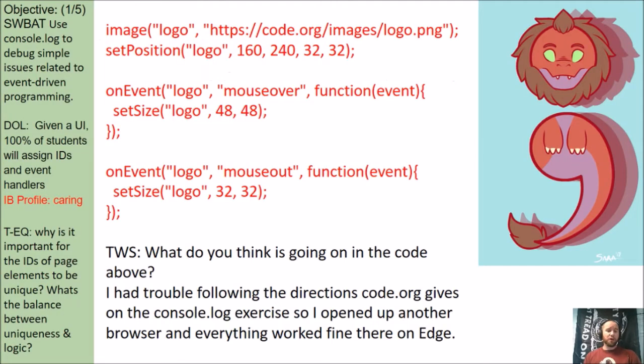So here's some sample code. I want you to tell me what you think is going on in this code. Now, I had trouble following the directions on code.org using those console.log exercises, so I opened up another browser and everything worked fine there on Edge. So if you start hitting certain hurdles, try to be creative in your problem solving, and then of course ask me. A lot of times I find just turning something off and on again will fix it, or just using a whole nother program. In this case I used the internet browser Edge.